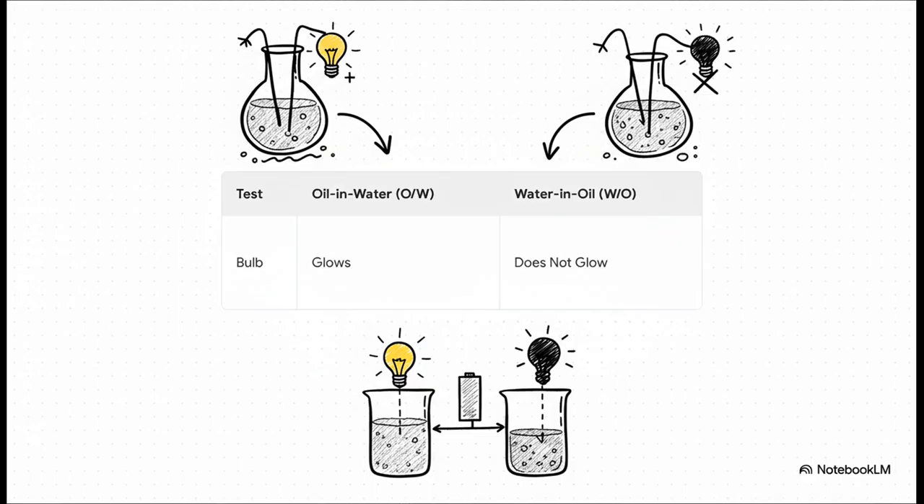So, picture this. You take a couple of electrodes, connect them to a small light bulb, and dip them into the emulsion. If the continuous phase is water, you've created a bridge. The electricity can flow through the water from one electrode to the other, completing the circuit, and boom, the bulb lights up. But if the continuous phase is oil, that bridge is broken. The electricity can't flow, and the bulb stays dark. It's a really clever and effective test.